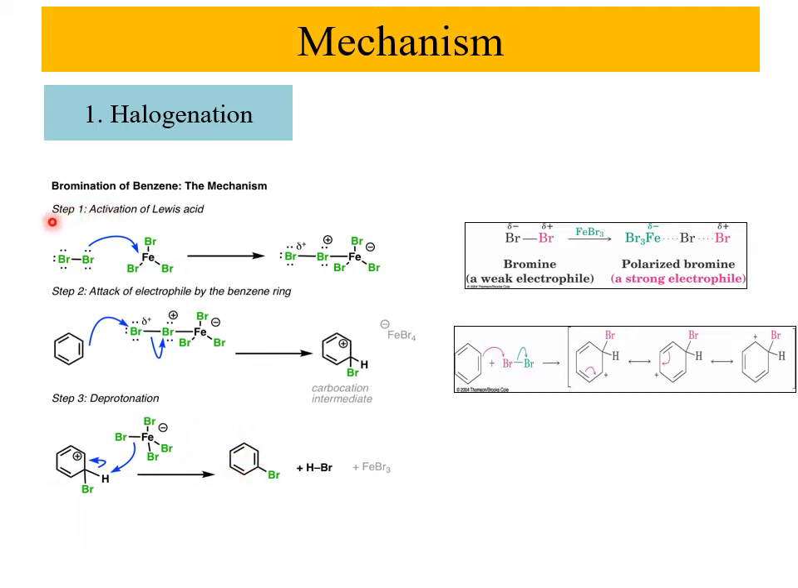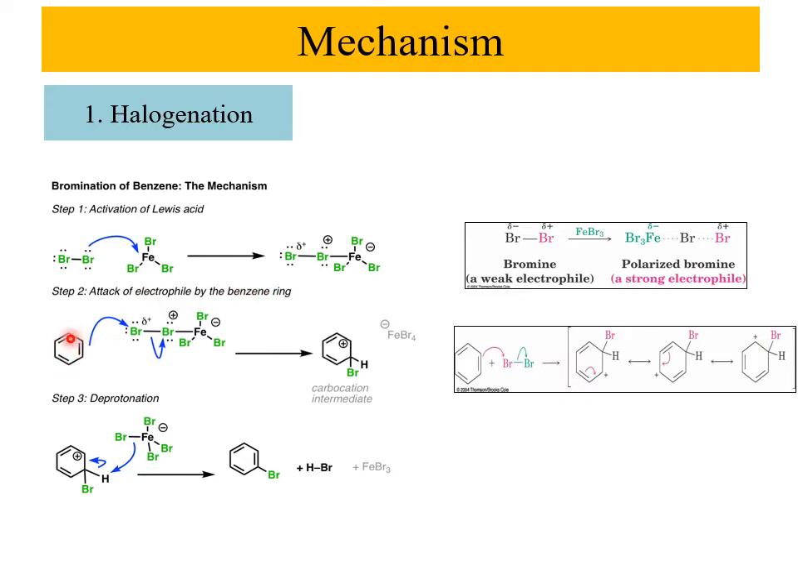So step 1 is activation of the Lewis acid. There will be polarization of the weak electrophile, which is bromine, with the catalyst FeBr3. And after polarization, the polarized bromine will act as a strong electrophile. Then, for the second step, the electrophile will be attacked by the benzene ring.